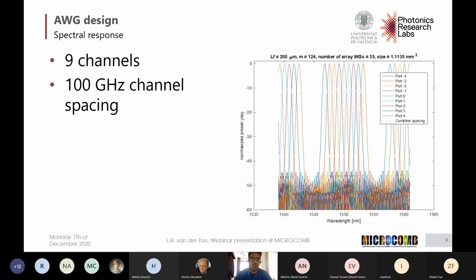So let's continue with the design that I chose. This is a 9-channel AWG with 100 GHz channel spacing. As you see, there's a suppression of roughly 35 dB of the next comb line, if you use a comb as input, or minus 15 dB in the direct overlap of the channel.